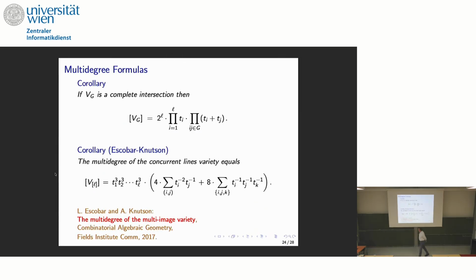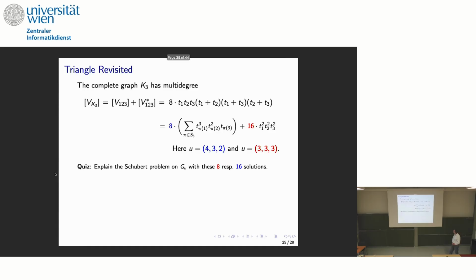Well, you can compute these multi-degrees. If it's a complete intersection, you just multiply in the cohomology ring. By the way, Alan Knudsen, not entirely unknown around here, and Laura Escobar followed up on our computer vision paper. So remember, in 2017, this was called computer vision. And I had asked the question in our paper, what is the cohomology class? And they figured this out. And so this is a nice story.